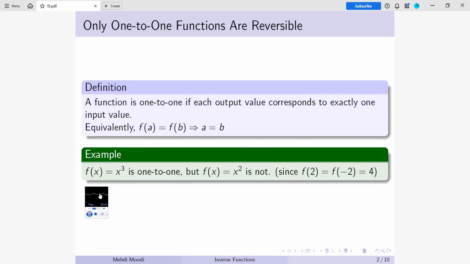A barcode system that scans barcodes and generates product IDs is a one-to-one function. Each barcode is tied to exactly one product ID. When you scan it, you always get the same ID. And also, no two different barcodes share the same product ID. That's what makes it one-to-one. Each output, product ID, comes from just one input, barcode.